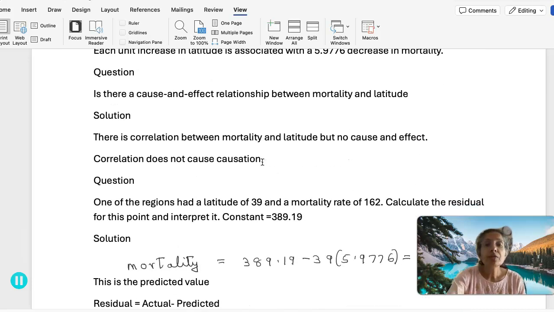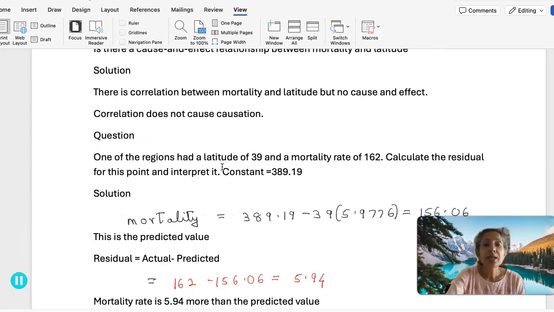Is there a cause and effect relationship between mortality and latitude? There is correlation between mortality and latitude but no cause and effect. You cannot necessarily say that latitude causes mortality. Correlation does not imply causation.